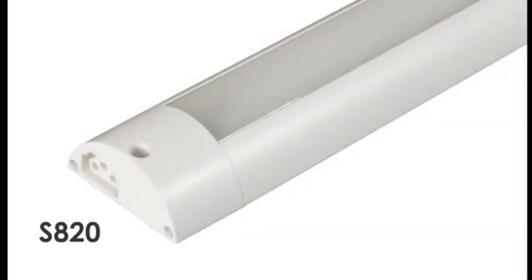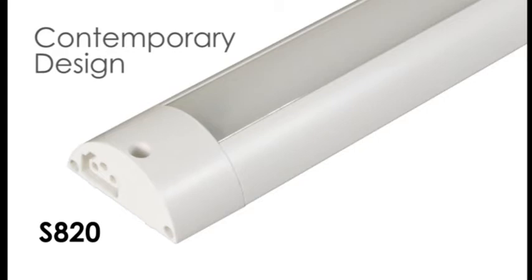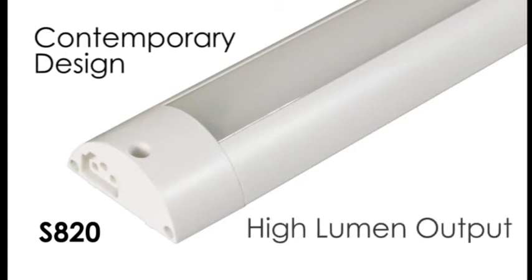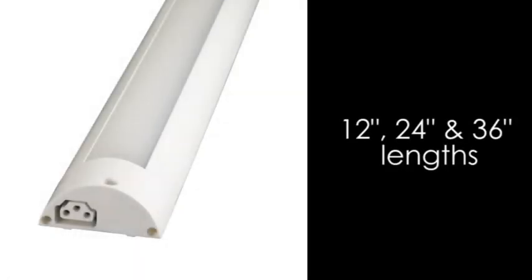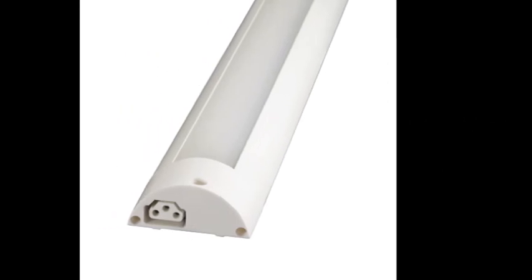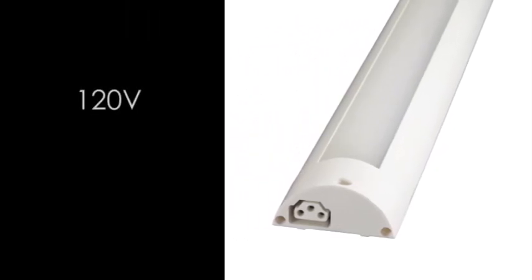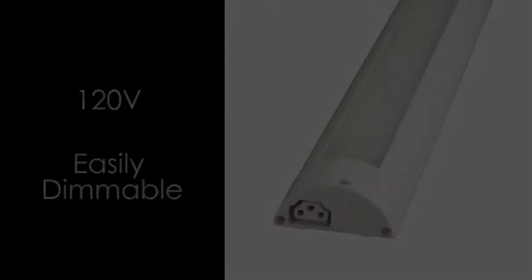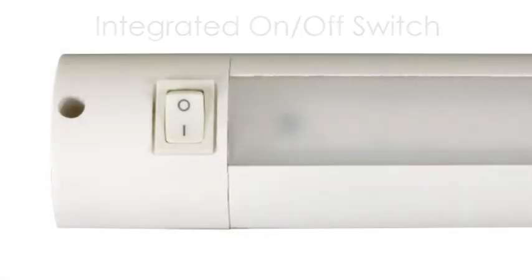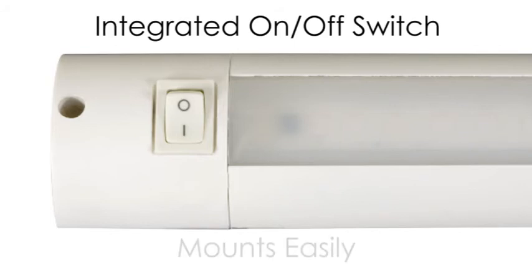JESCO's SA20 series combines sleek and contemporary design with high lumen output, making it ideally suited for task, accent, utility, and display lighting applications. Available in 12, 24, and 36-inch nominal lengths, the fixture operates directly from 120-volt AC and is fully dimmable using an incandescent triac dimmer. Each fixture contains an integrated on-off switch and mounts easily with included hardware.